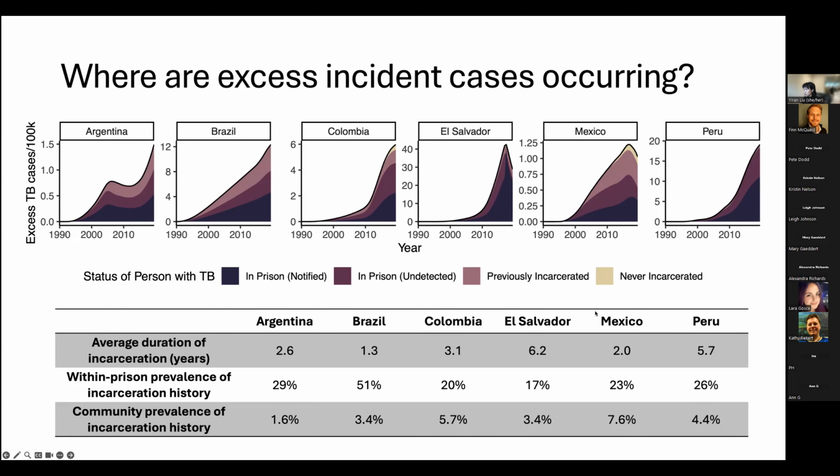Alternatively, in Mexico, where we have a really high community prevalence of incarceration history, that likely leads to this larger spillover effect to people who've never been incarcerated, because the prevalence of this elevated risk due to incarceration is larger in the community in Mexico.